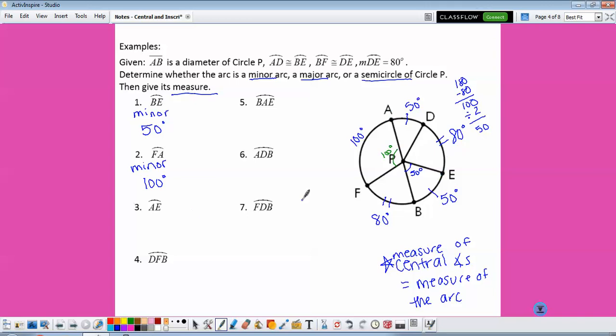AE, that's less than halfway, so it's a minor arc. A to E, well, we don't know that whole thing, but we know A to D and D to E. So 50 plus 80 means that it's 130 degrees.